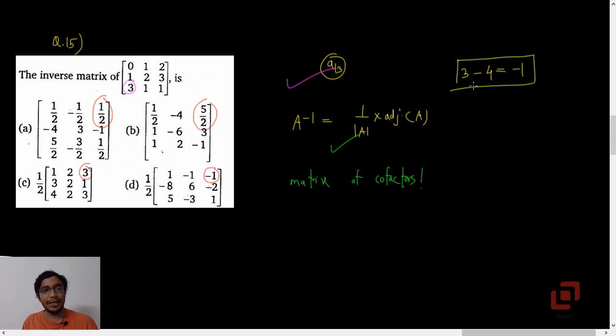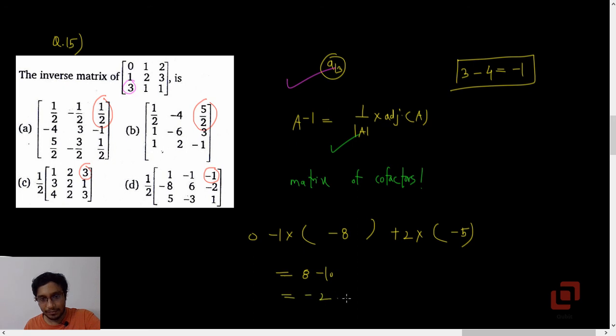But what needs to be determined is the determinant. Now the first element is 0, then minus 1 into (1 minus 9), so minus 8, plus 2 into (1 minus 6), so minus 5, giving 8 minus 10, so minus 2. So the cofactor is minus 1 and the determinant is minus 2, so that element is 1 upon 2.